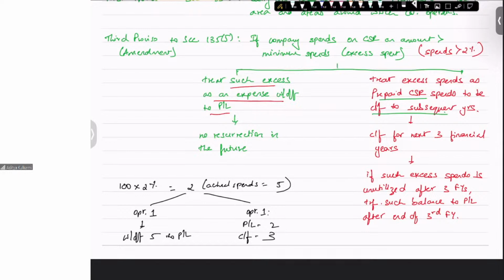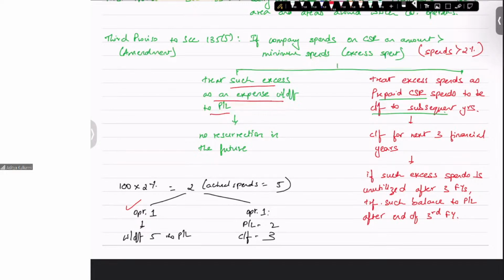It is an option that is there. It's not mandatory. It is an option. Now, suppose you opted for option 1. That means write off 5 rupees entirely to the P&L. Whatever extra you have spent, that also you have taken to the P&L.